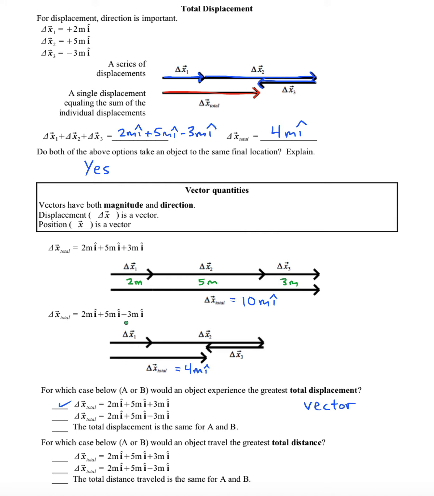But in this one below, they would travel 2 meters for the first leg, 5 meters for the next leg, and then 3 meters back. But it doesn't matter what direction they're going when it comes to how far they've traveled. So I hope it's clear here that the distances traveled are actually the same. And so distance is a scalar. And one way to tell that it's scalar is direction has no meaning to the quantity.